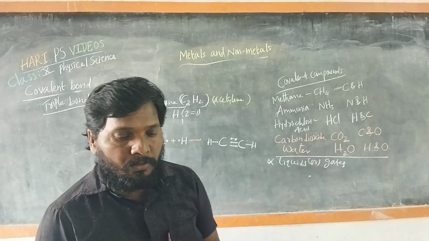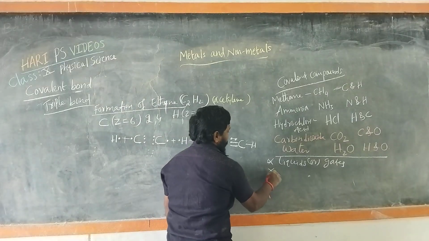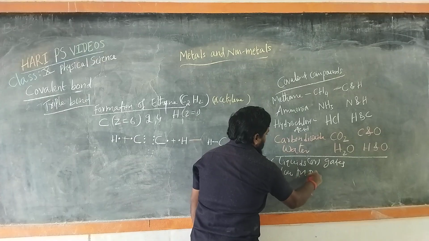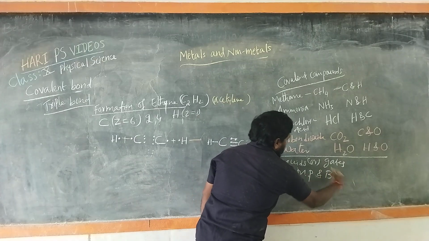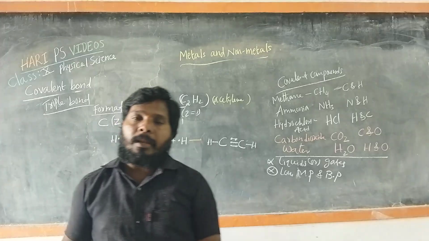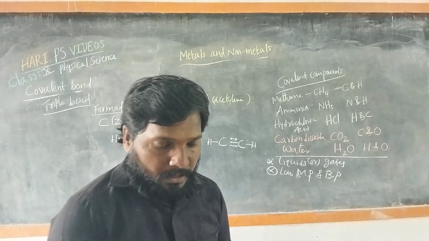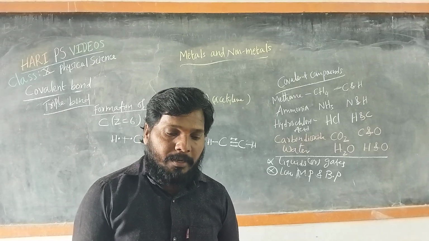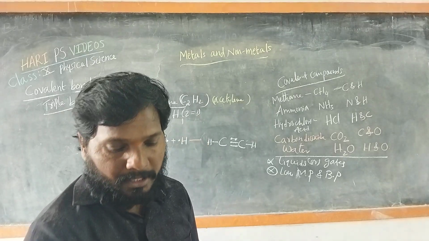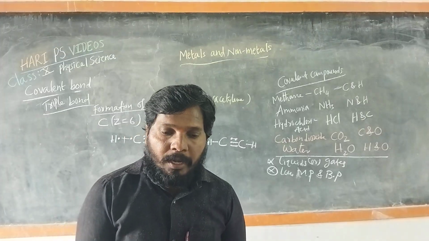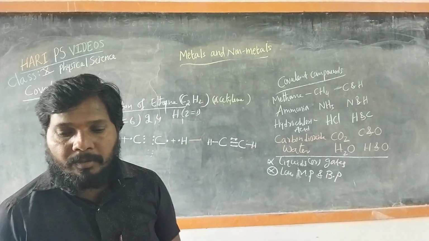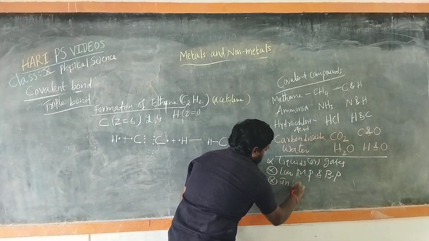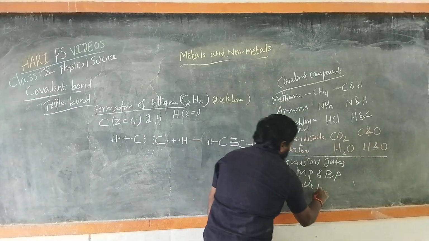Covalent compounds usually have low melting points and low boiling points. For example, naphthalene has a low melting point of 80 degrees centigrade and carbon tetrachloride has a boiling point of 77 degrees centigrade. Covalent compounds are usually insoluble in water.